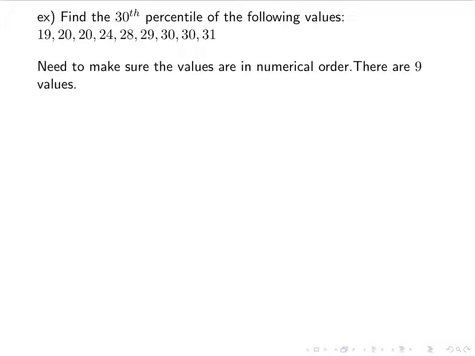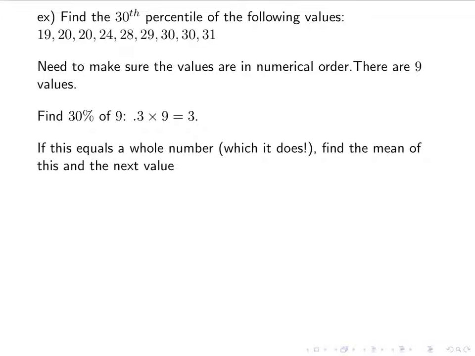So for instance, we're going to find the 30th percentile of the following values. One thing that you need to make sure of is that your values are in numerical order. So if they're not, put them in numerical order first. We also need to know how many values there are, and in this case there are 9. So we find 30% of 9, which is 0.3 times 9, which is 3.